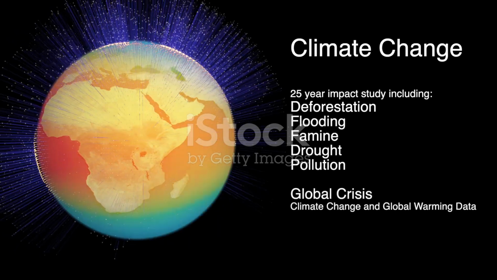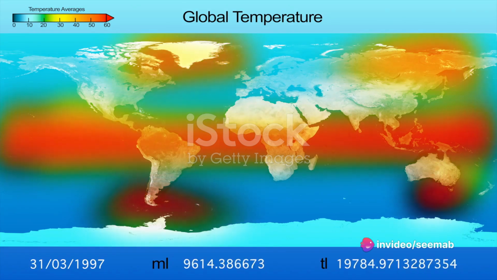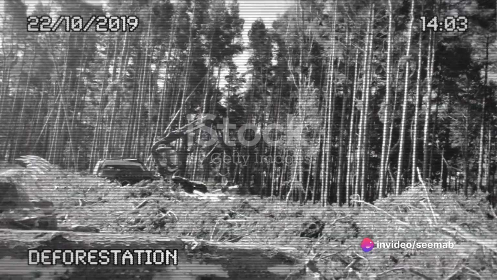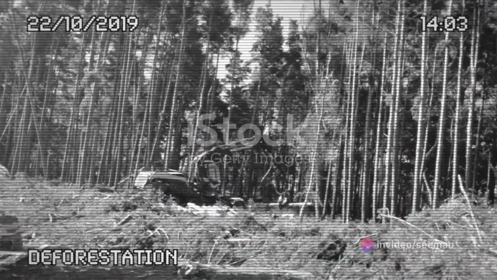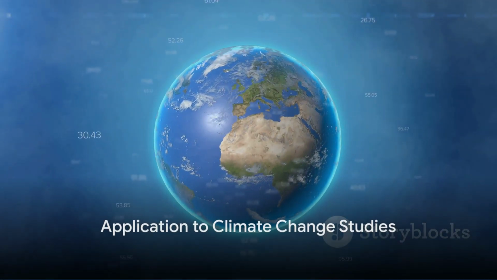This technique helps us account for uncertainty in our predictions. By creating multiple possible scenarios, it allows us to assess the range of potential outcomes and their likelihood. So, how does all this apply to climate change studies?